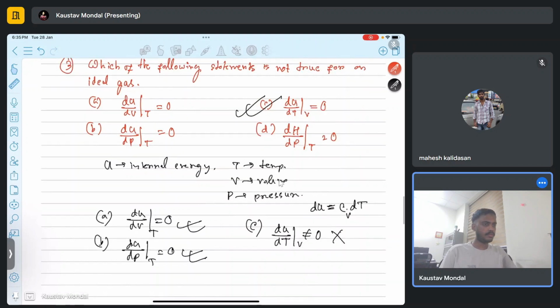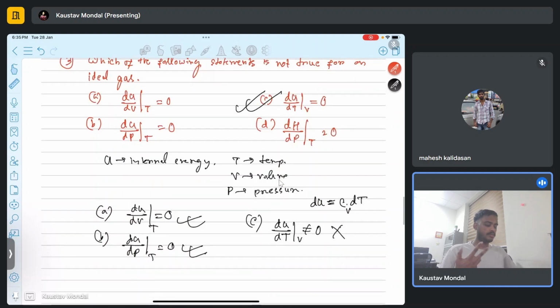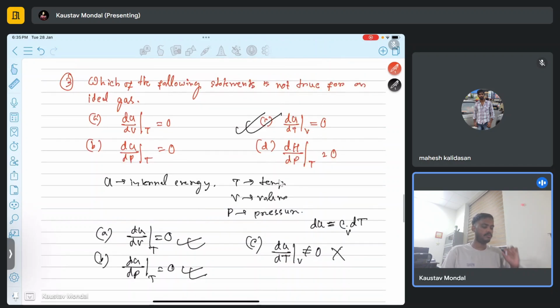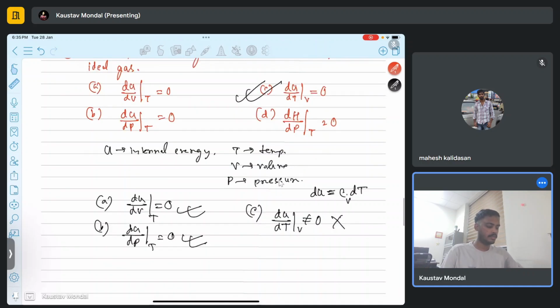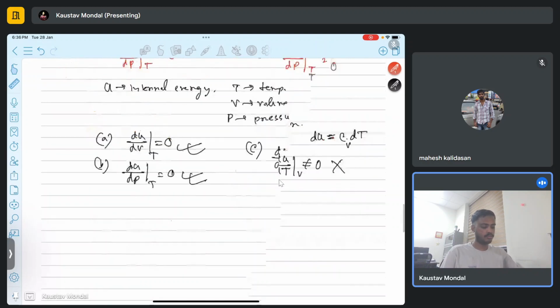This is a very simple problem. In order to solve it, you have to know the property of internal energy, right? These things also help you to solve the next complex problems. If in the system the pressure and volume variables are changing, that will simply not have any effect on the change of the internal energy. This is an important concept, good to know actually.